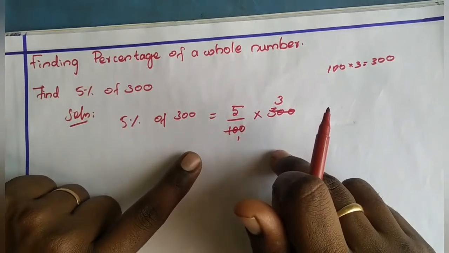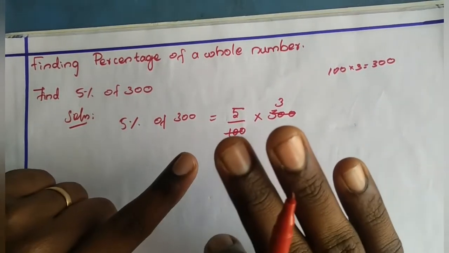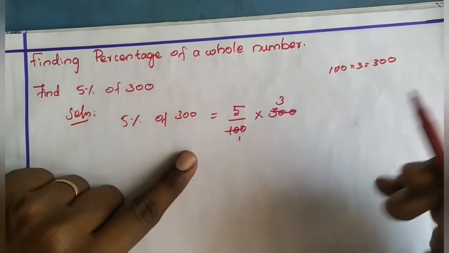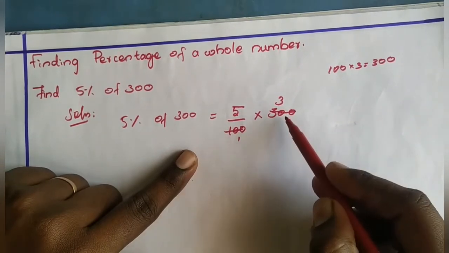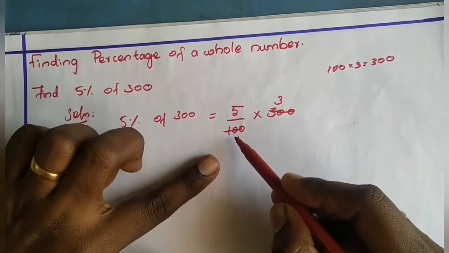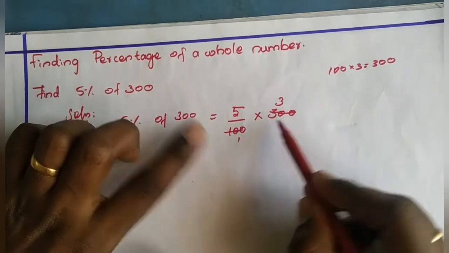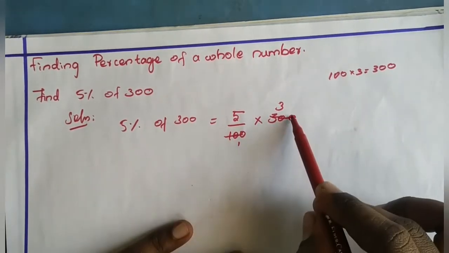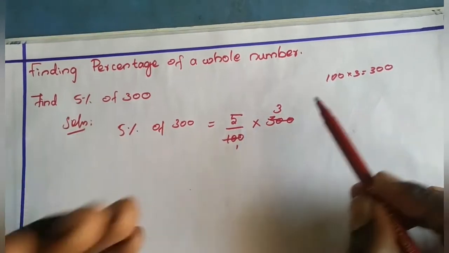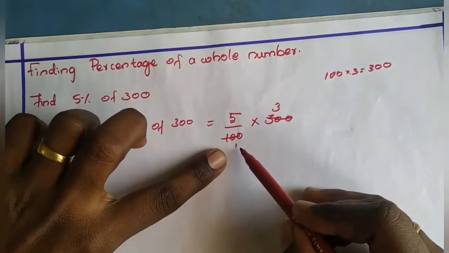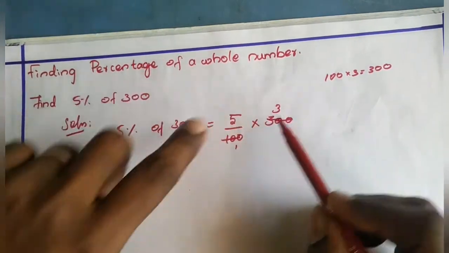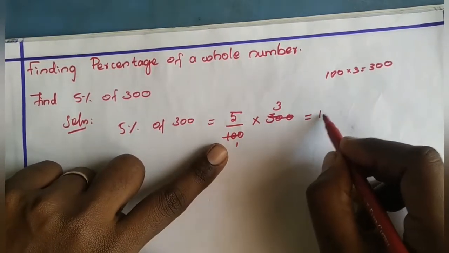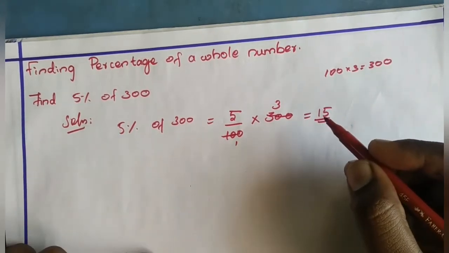This is the cutting method, and this is division. Already we discussed this. Again, I am repeating: 5 by 100 into 300. Here 2 zeros are there, here also 2 zeros. Cut these 2 zeros and write the 3. Or use the table: 100 into 3 gives you 300. So 3 is the answer. What is the answer? 5 into 3 gives you 15. So 15 is the final answer.